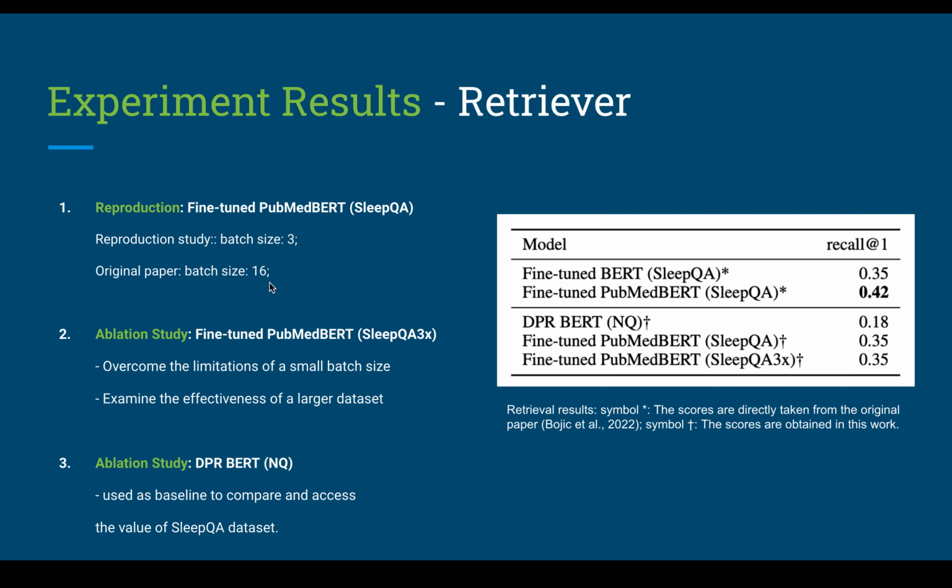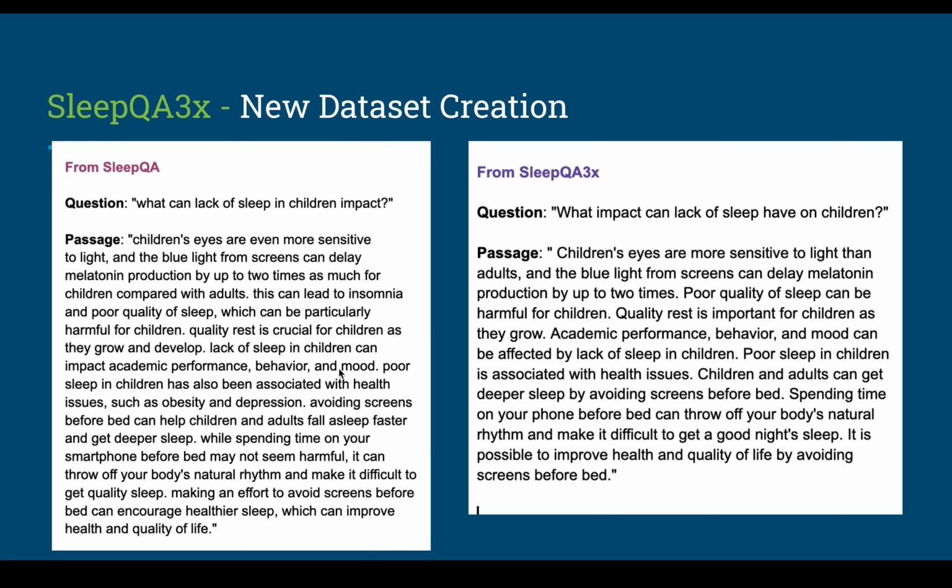To address the limitation of the small batch size and improve retrieval performance, I conducted an ablation study by creating an augmented dataset called SleepQA3X. This was done by paraphrasing the SleepQA twice using Google's Pegasus model, resulting in a new dataset 3 times the original size. Here is an example of the original sample and its paraphrased version.